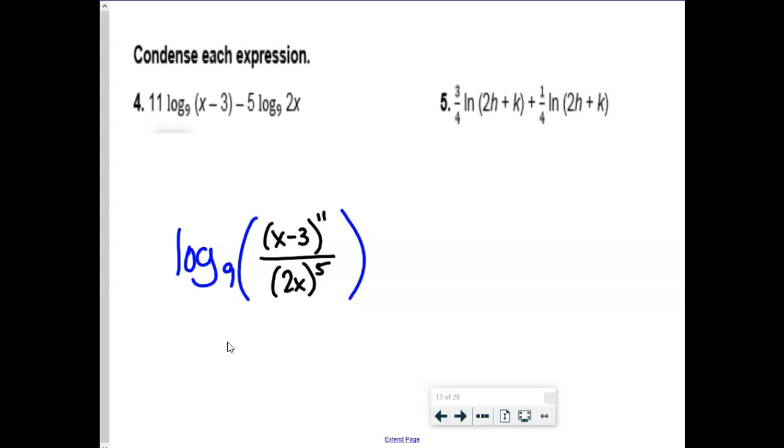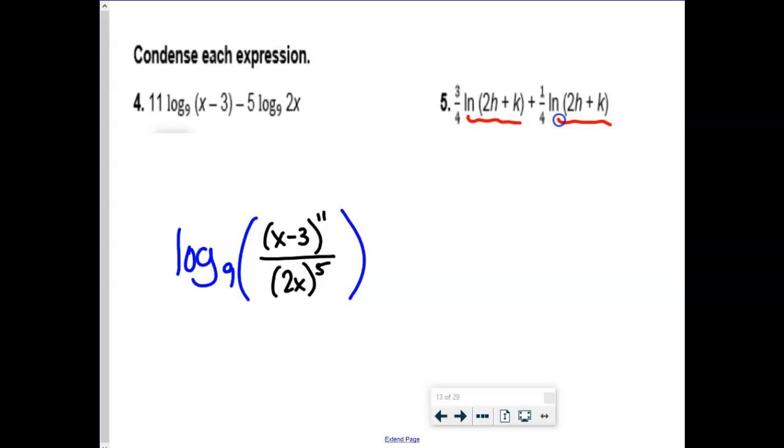So let's take a look at number 5. I love number 5 because kids really freak out, and I kind of freaked out at number 5 at first too because I was like, what? So step back and look at it for a moment. We have 3/4 natural logarithm of 2h plus k plus 1/4 natural logarithm of 2h plus k. Ladies and gentlemen, these are the same terms. So if you have 3/4 of something plus 1/4 of something, and they're the same something, you have one something.